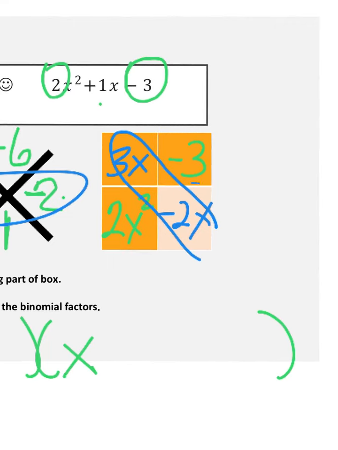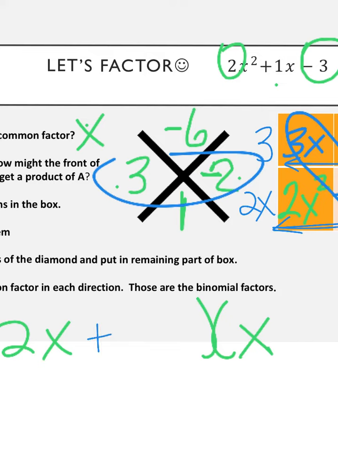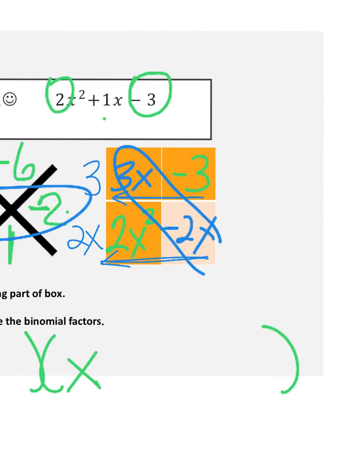Moving in this direction, biggest factor is a 3. In this direction, it's a 2x. So there we go. We've got 2x plus 3. And then we have to do the other direction. Whoops, sorry. And we get biggest thing, the 2 and the 3 don't have anything in common, just an x then. And the 2 and the 3 don't have anything in common, but they both have negative, so it's minus 1.